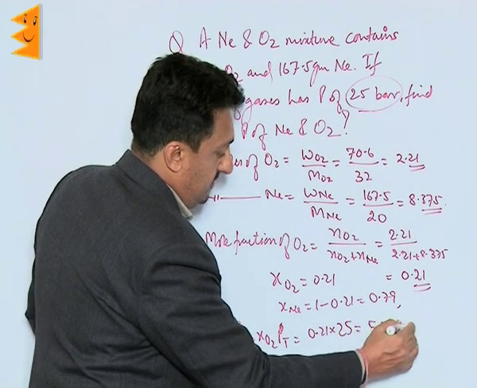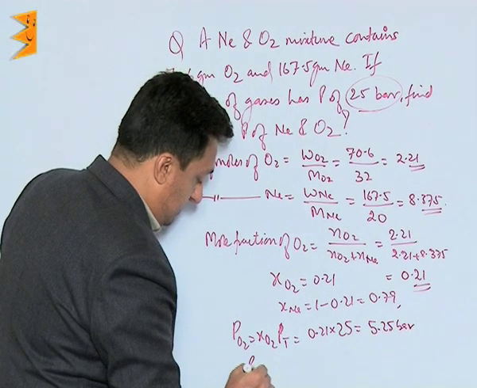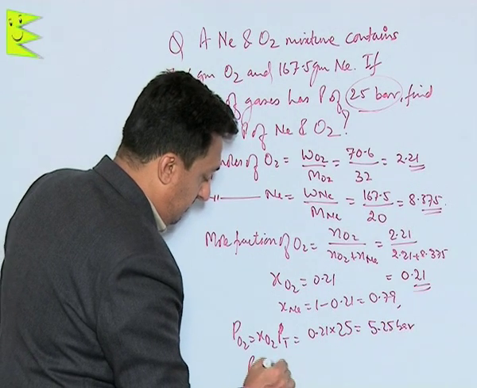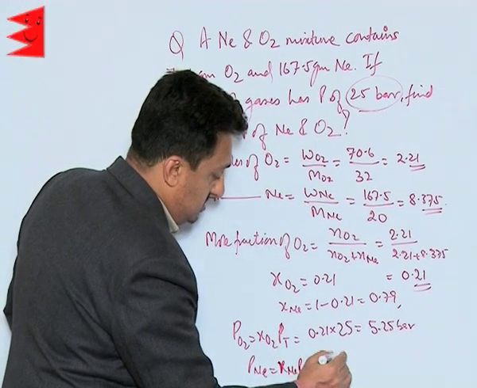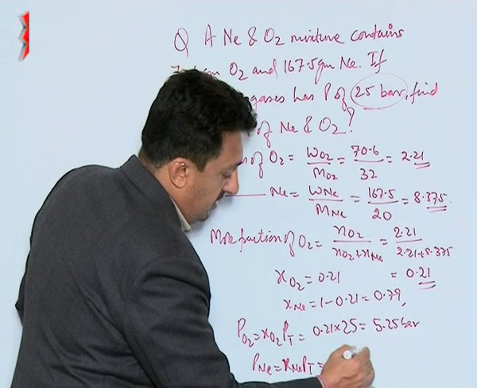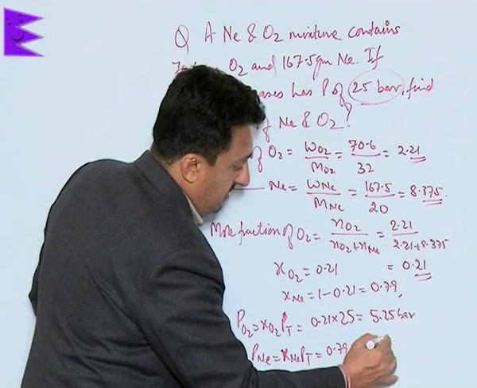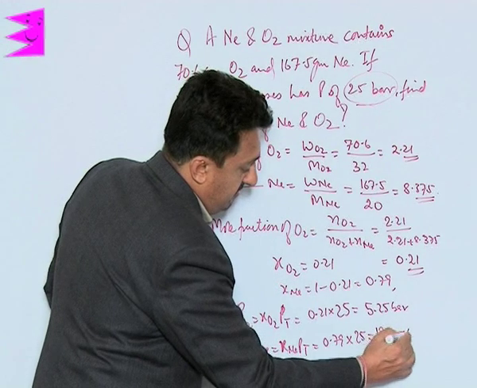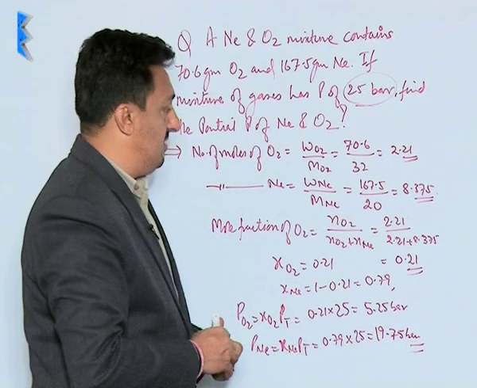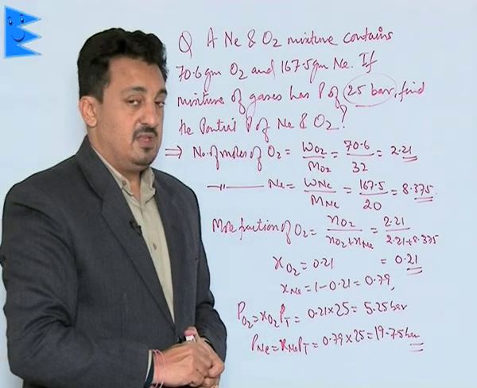5.25 bar. And therefore, the partial pressure of neon will be mole fraction of neon into total pressure. It's 0.79 into what, 25 bar. So it will be your 19.75 bar. So this is how we can find out the partial pressures of the different gases.